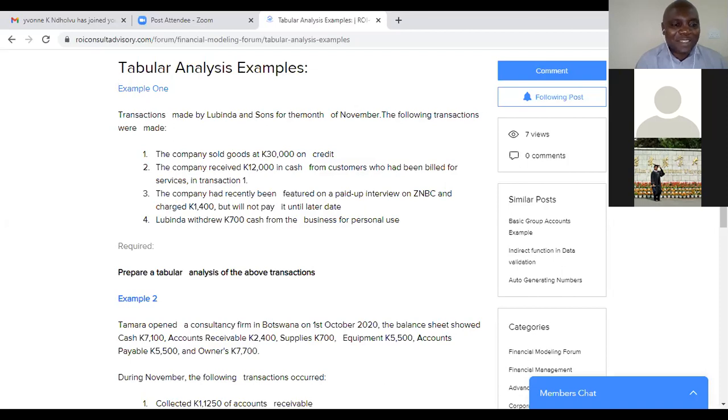So let me just read the question, then we start interpreting, just to give you an understanding. The company received 12,000 in cash from customers who had been billed for services in transaction 1. The company had recently been featured on a paid-up interview on ZNBC and charged 1,400, but will not pay it until a later date. 4. Luvinda withdrew 700 kwacha cash from the business for personal use. Required: prepare a tabular analysis of the above transactions.